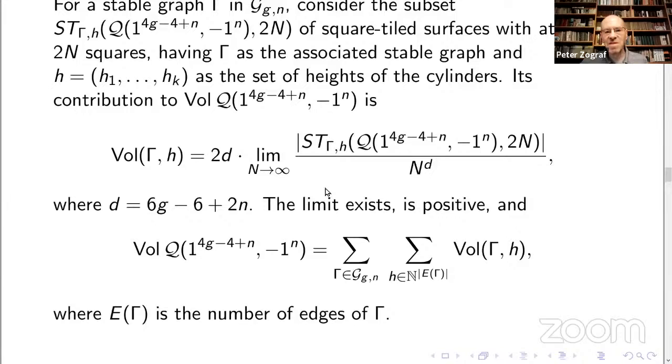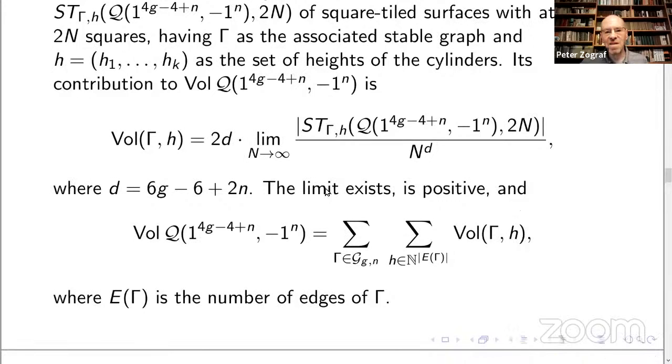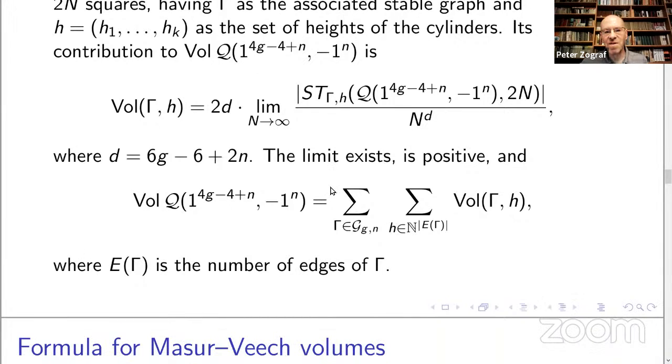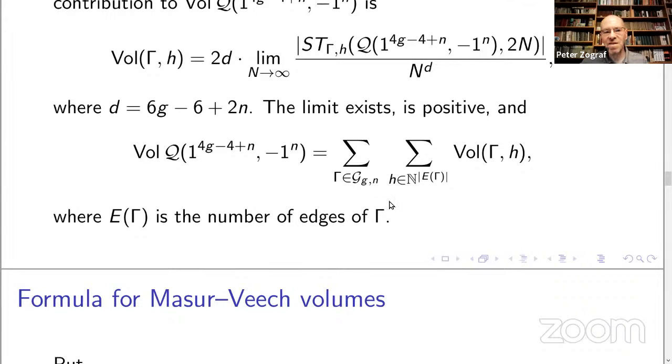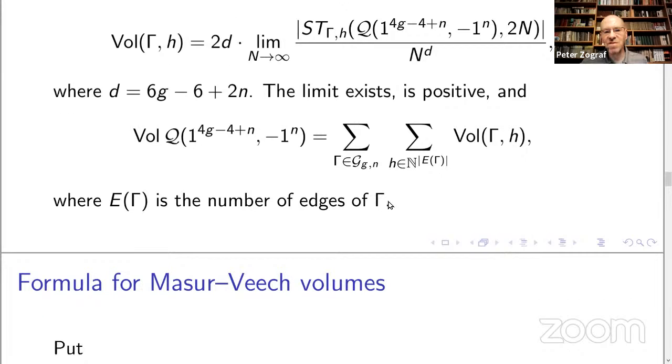This limit exists, is positive, and the volume can be written as the sum over all stable graphs, the sum over the set of heights, of the volume contributions of each stable graph. Here, E of gamma is the number of edges of gamma.